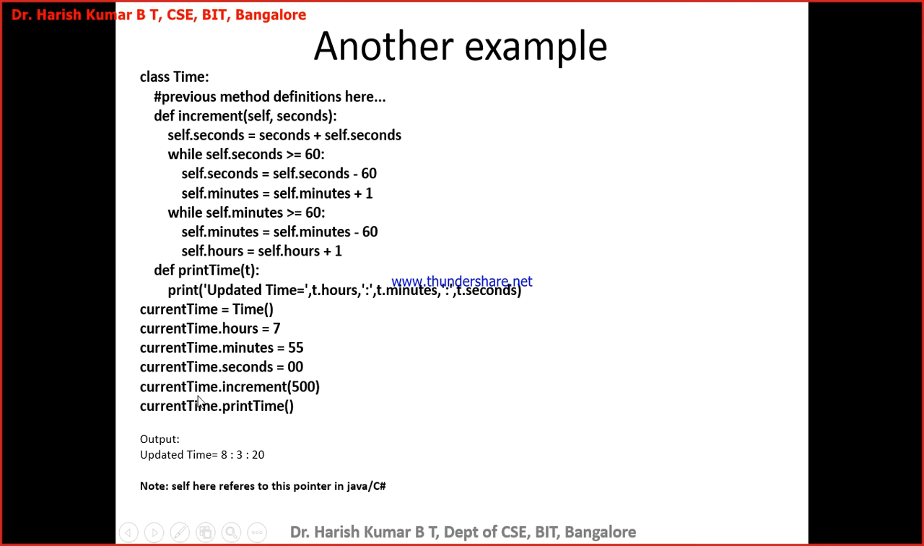Now you already know the object on which the method is invoked is itself the first argument, and the second argument is this 500. To self what gets copied is the current time, and to seconds what gets copied is 500. Hope you understood. So always the object or the instance on which the method is invoked is considered implicitly as the first argument. Is it clear? Yes, sir.